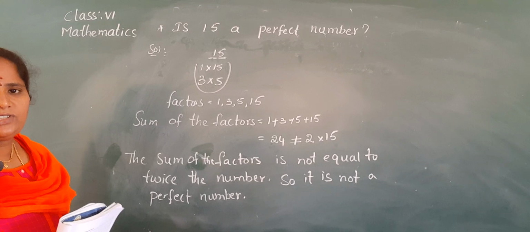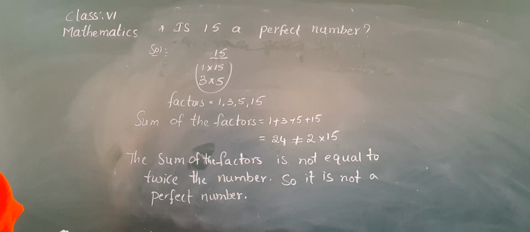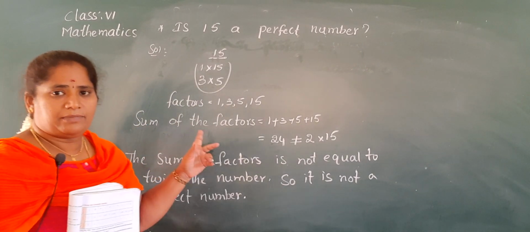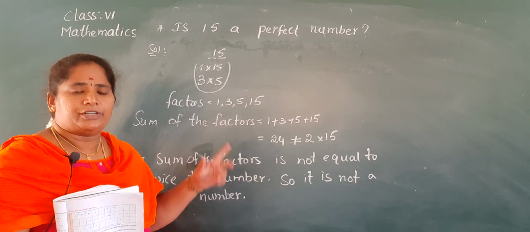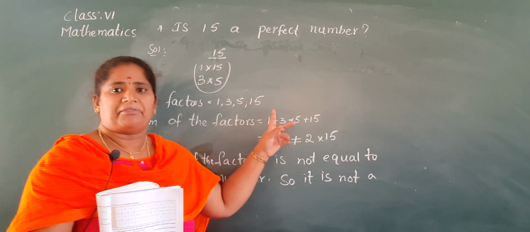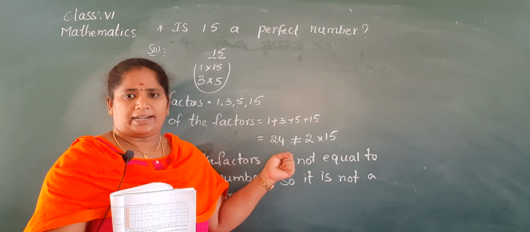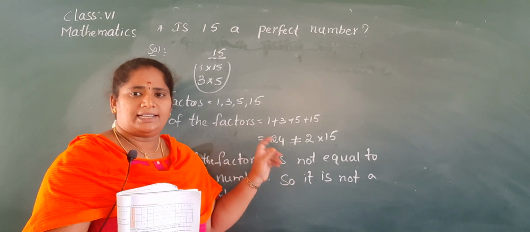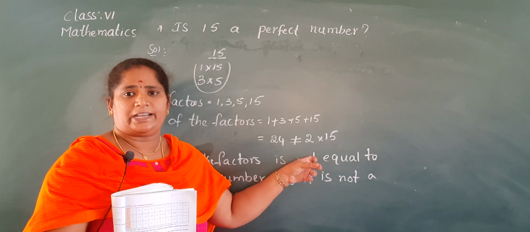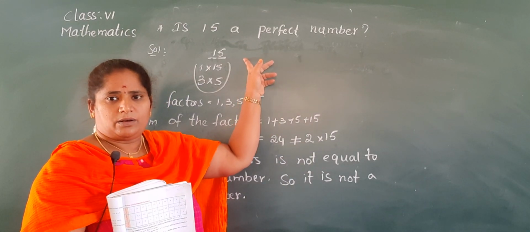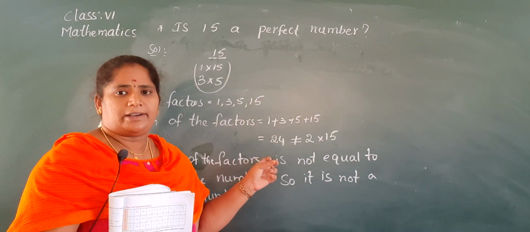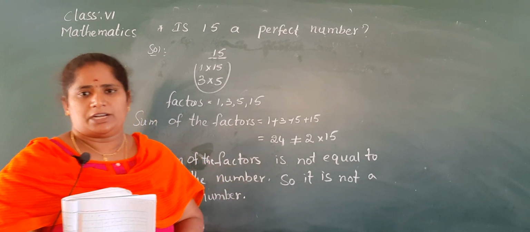Is it clear to you, children? Is 15 a perfect number? How can we check it? First we will write the factors of the given number. Now we find the sum of the factors. The sum of the factors is 24, but it's not equal to twice the number. So it is not a perfect number. Note it down in your classwork.